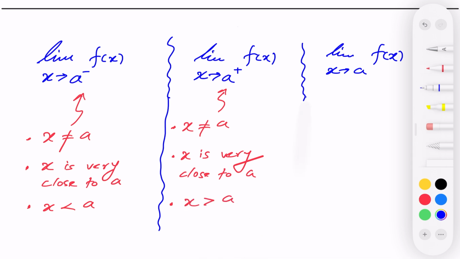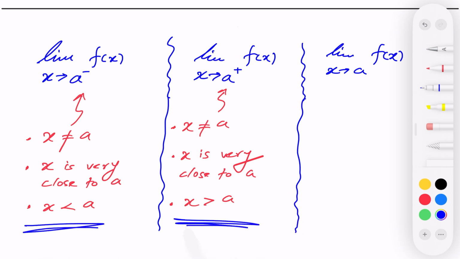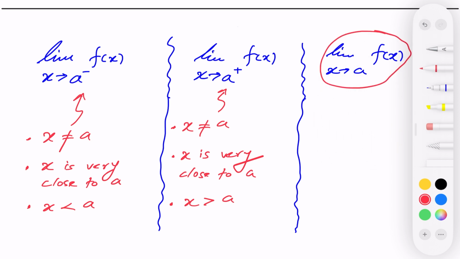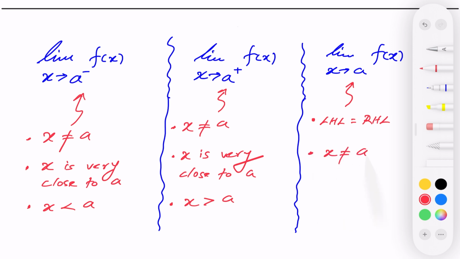All right. And then when the left-hand limit is equal to the right-hand limit, we can simply write it as the limit as x approaches a of f of x. What does that mean? Basically, yes, the first thing is that the left-hand limit is equal to the right-hand limit. However, when we have the limit as x approaches a, we need to first understand that it's about x being not equal to a and x being very, very close to a.